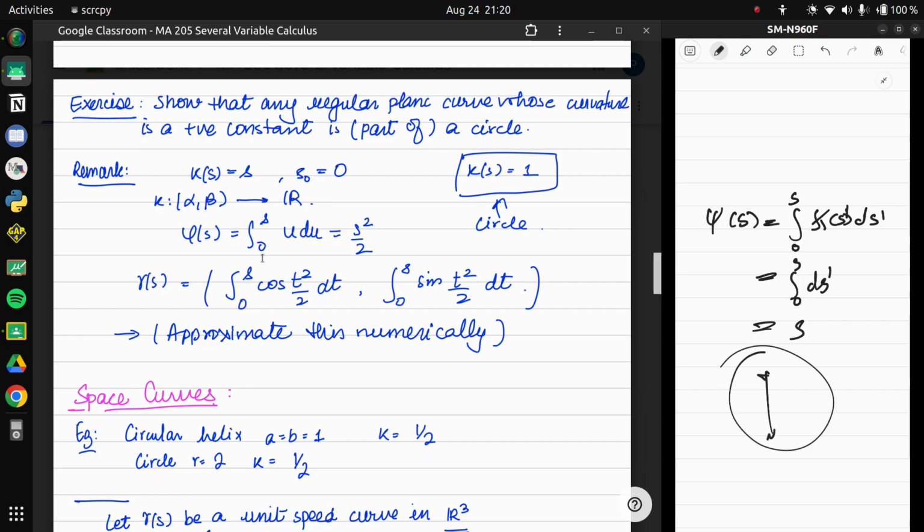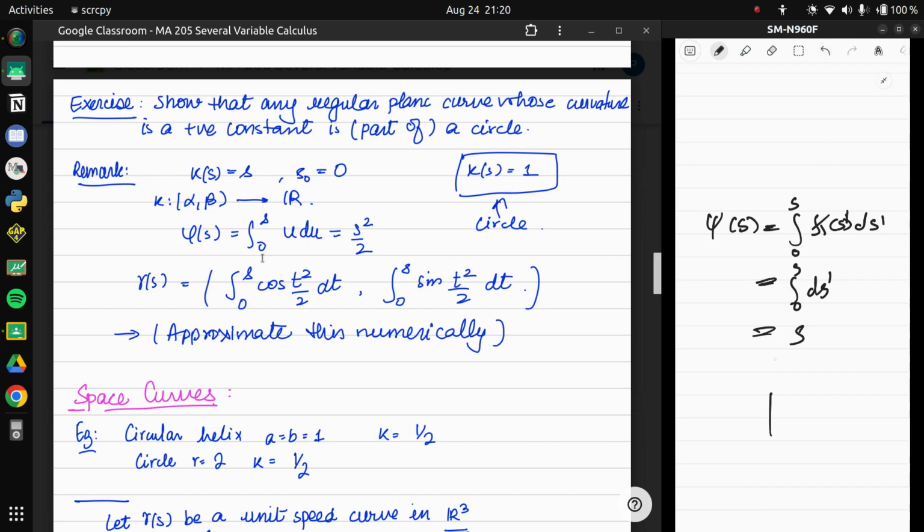Because just think about it. You have a circle. Your s is linearly related to this angle, and initially with the x-axis you're making some angle, and that's also just linearly increasing because it's always perpendicular to this vector whose angle is increasing. So it's completely fine. So you got psi of s.